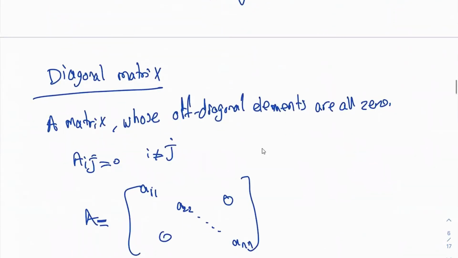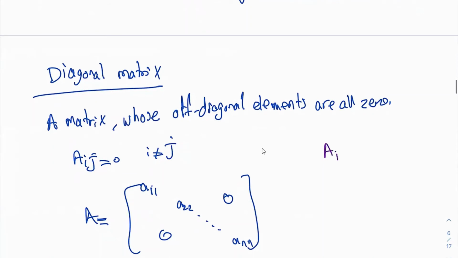Another special class of matrices is the diagonal matrix. So a matrix is diagonal when all the off-diagonal elements are 0. So we don't really have any constraint on the main diagonal elements, but all the off-diagonal elements must be 0. What it means is that a_ij is equal to 0 if i is not equal to j. So remember, a_ij, when i is equal to j, refers to the elements of the main diagonal.